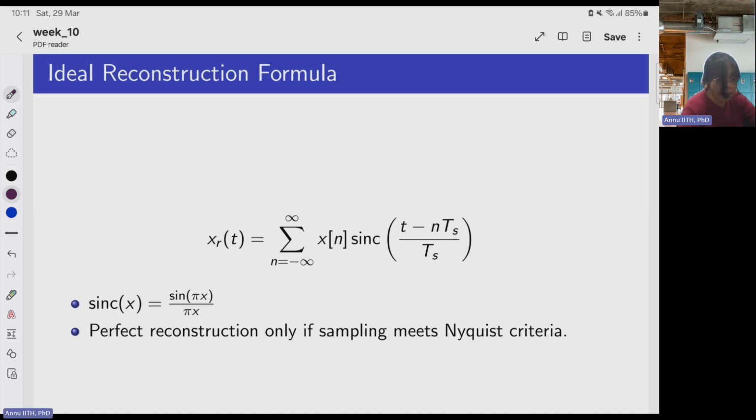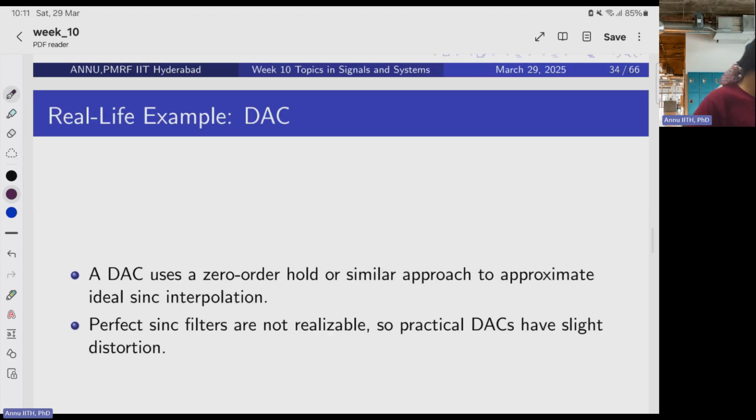So the reconstructed signal from x of n is the summation from minus infinity to infinity of x n times sinc of t minus nTs divided by Ts, where sinc is nothing but sine pi x by pi x. Let us see some examples.